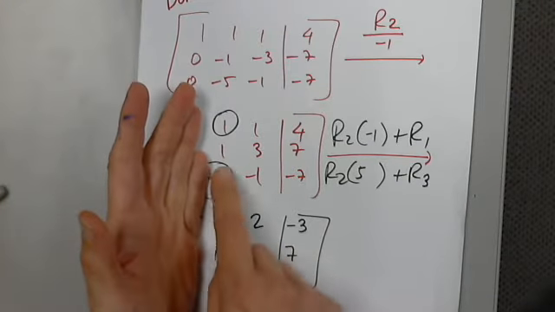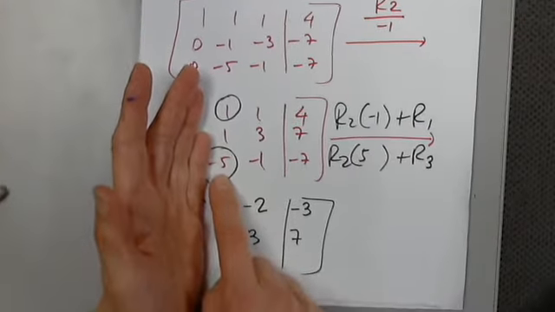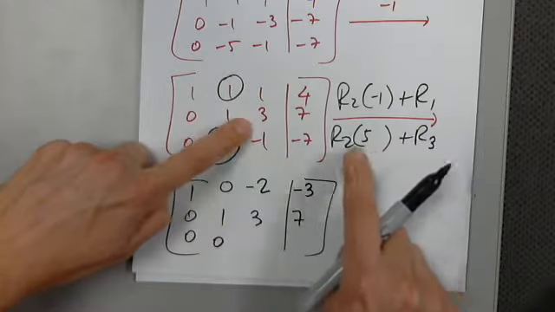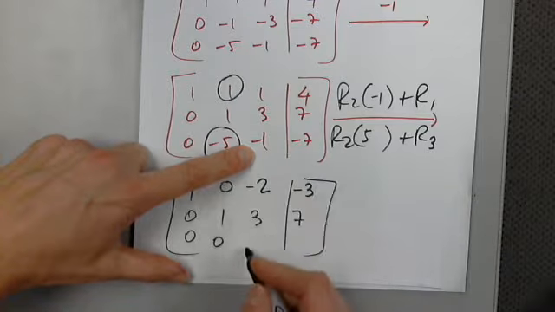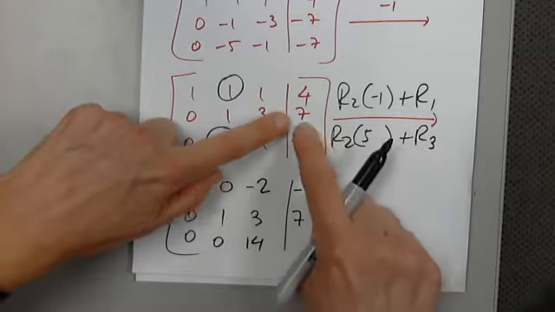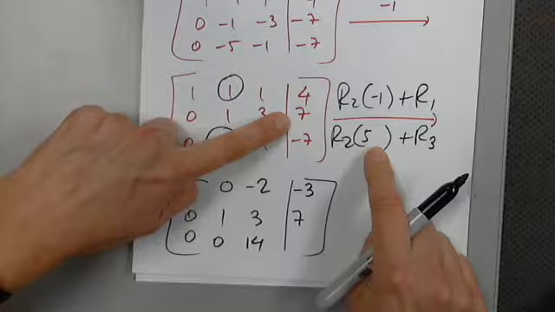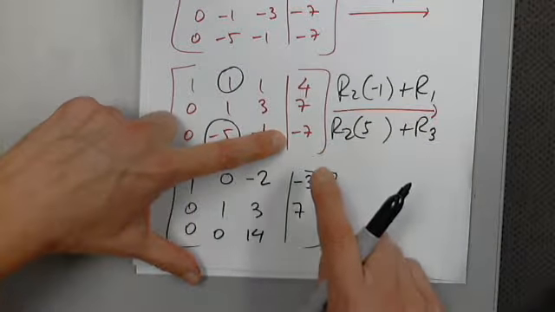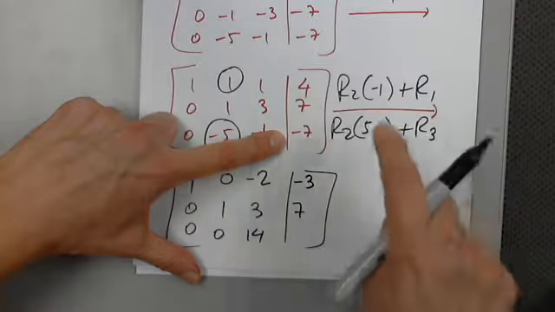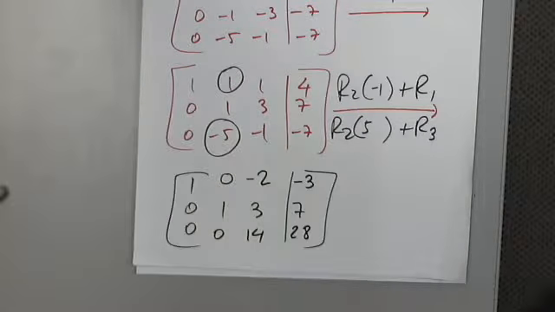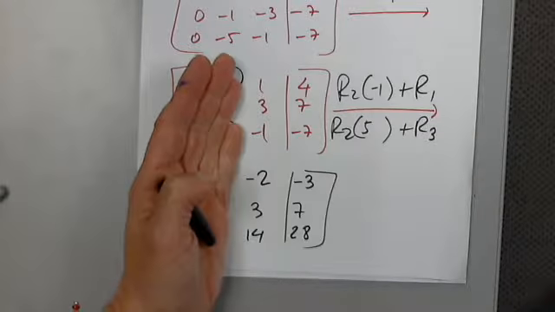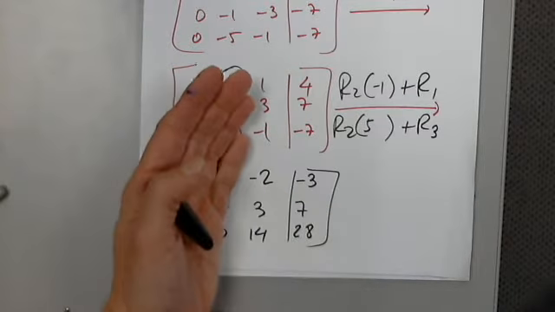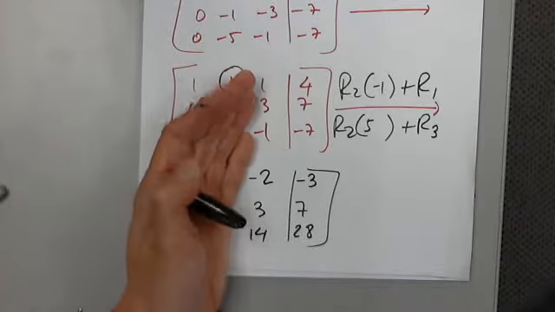So 1 times 5 minus 5. 3 times 5 minus 1. 7 times 5, 35 minus 7, 28. See, this is done. Don't even look at the first column and second column, because if I destroy something here, I'm not solving. I'm going backwards.